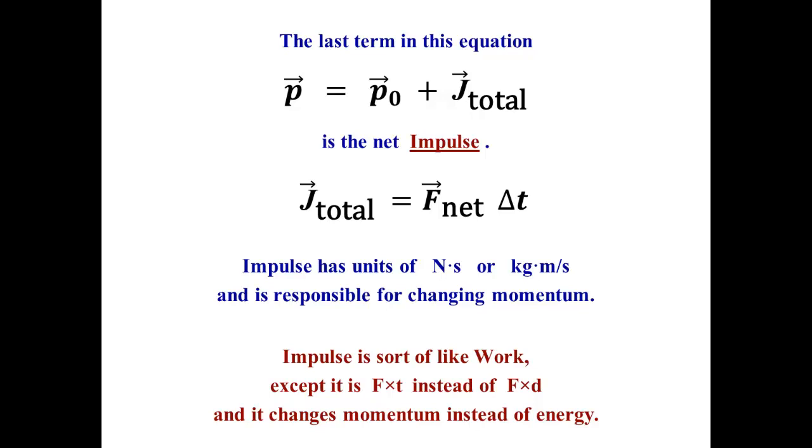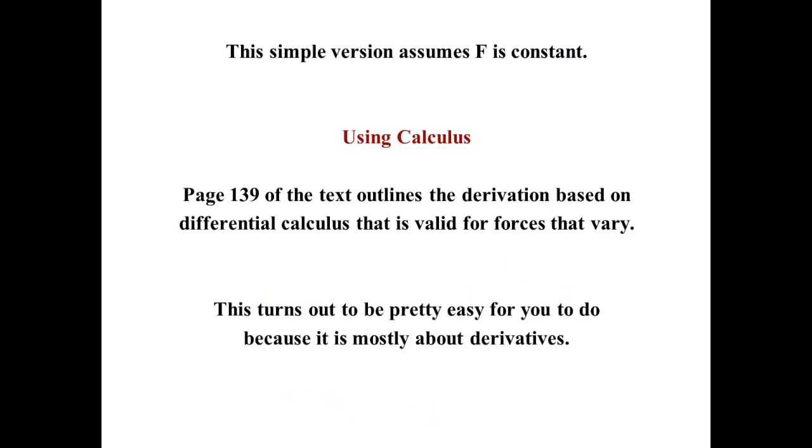So this quantity J total, notice that it's a vector. In our simplistic derivation, that quantity is equal to the net force, which is a vector, times delta t. It has units of force times time, so it's Newton seconds. But it also has the same units as momentum, so it could also be kilogram meters per second. Those are essentially identical units. That impulse is responsible for changing momentum. You can think of it as being a little bit like work, except we've got time instead of distance, and the time is responsible for changing momentum, whereas distance was responsible for changing energy.